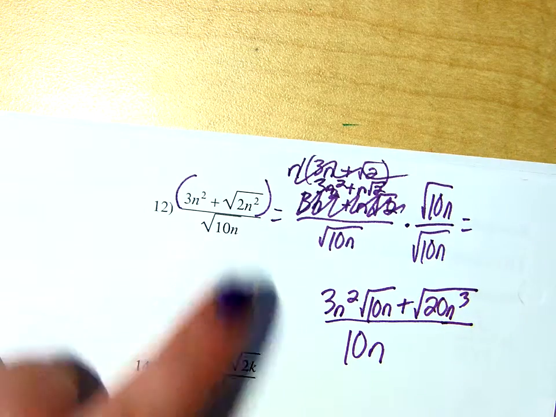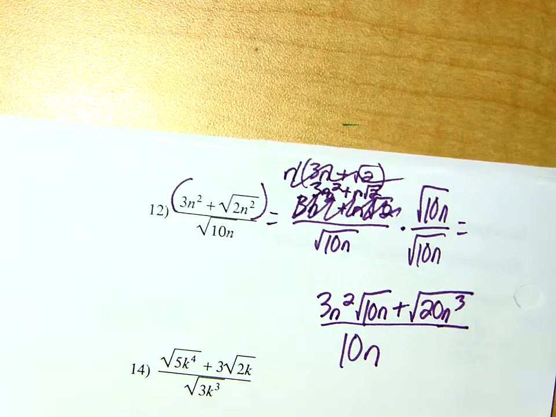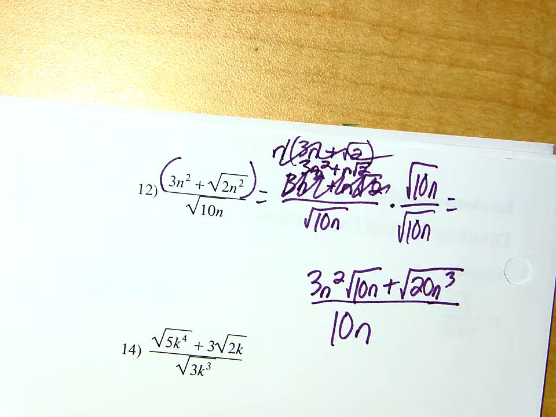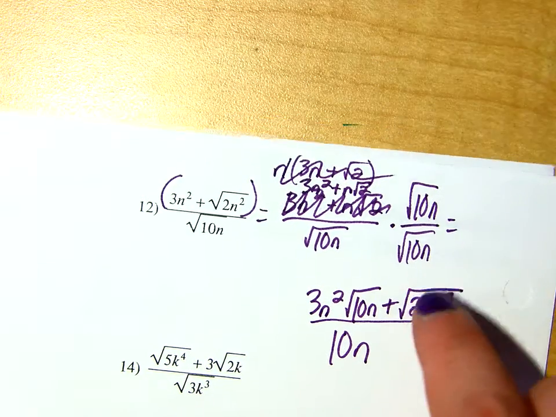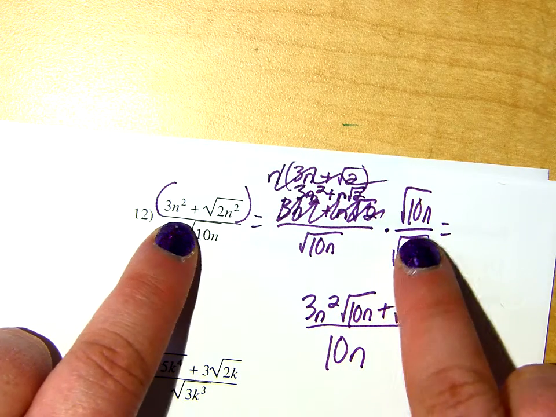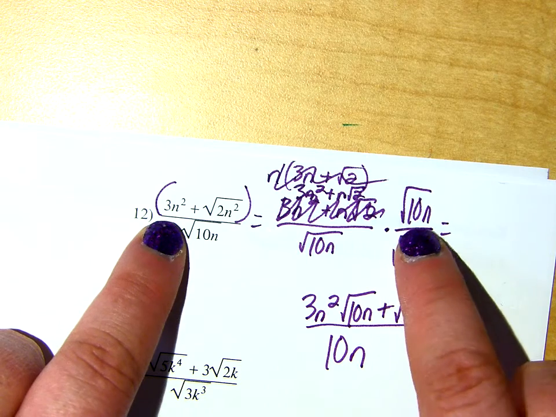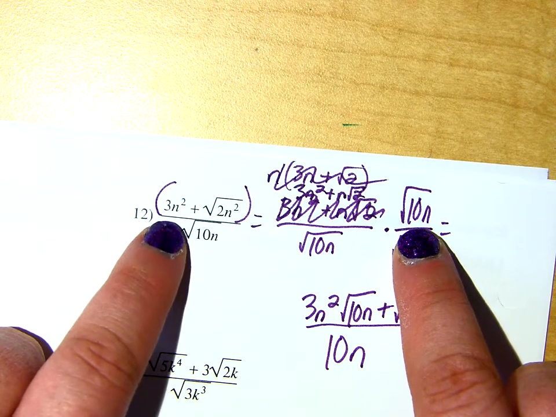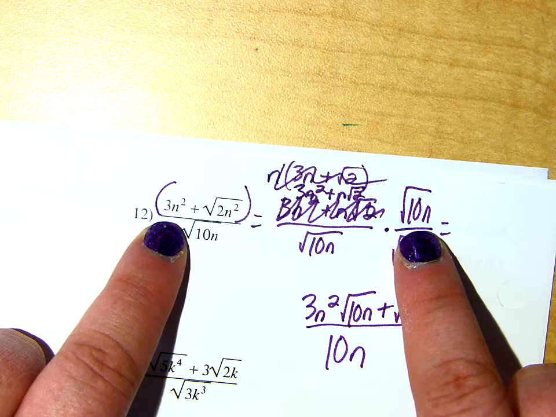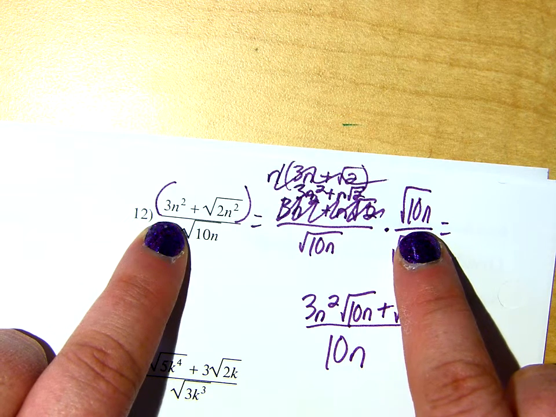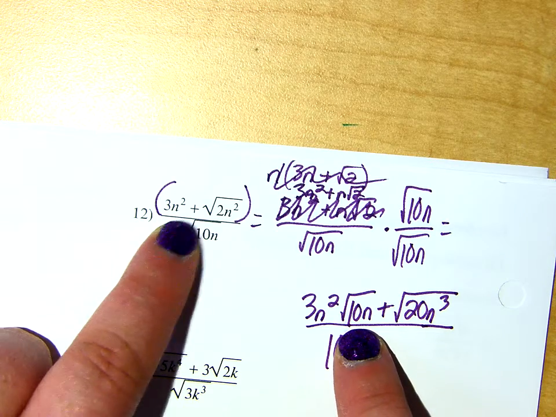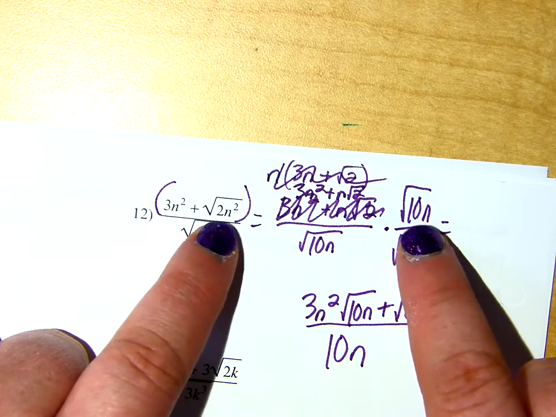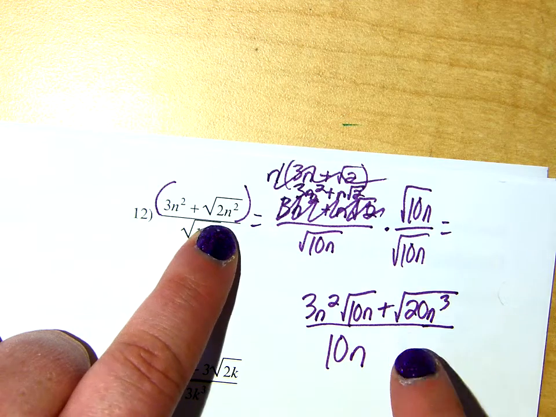Oh, but now I have to deal with an n to the third splitting up. Wait, I thought it would be 30. I'm so confused. I went back and I multiplied by the original. So what did you get, 30 and? No, because this one's in a square root and this one's not. So that's how I get 3n squared times square root of 10n. But these are both in square roots, so then I get 20n to the third.